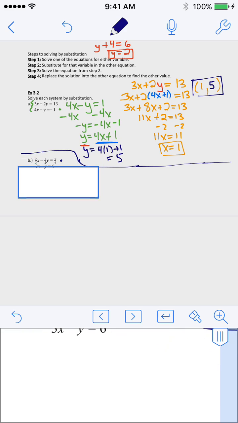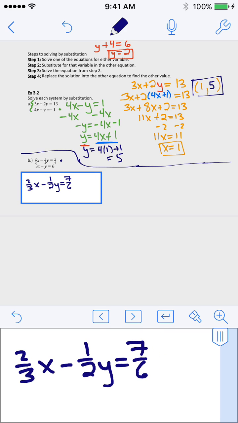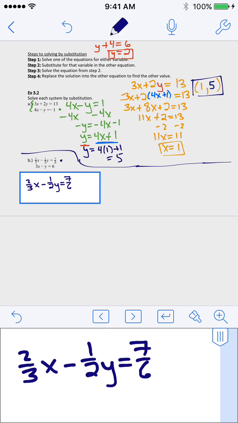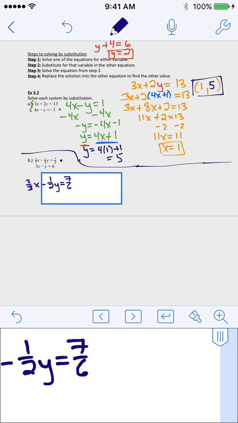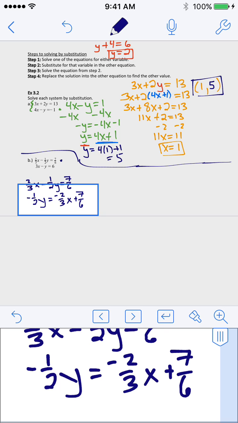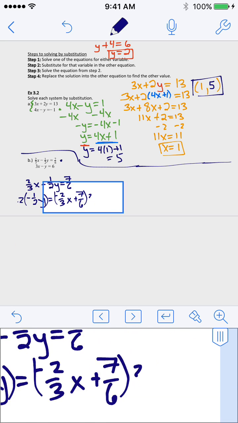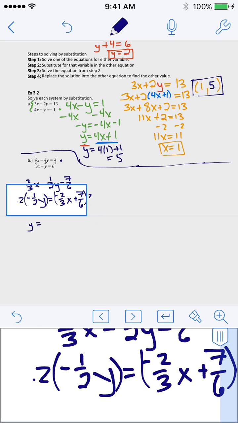Alrighty, and I think I'm going to solve it for y. Let's solve it for y. So I have 2/3 x minus 1/2 y is equal to 7/6. So I'm going to move the 2/3 over. Do I want to solve it this way? Yeah, I do. Okay. So negative 1/2 y is equal to negative 2/3 x plus 7/6. And then in order to get rid of the negative 1/2, I'm going to times everything by negative 2.